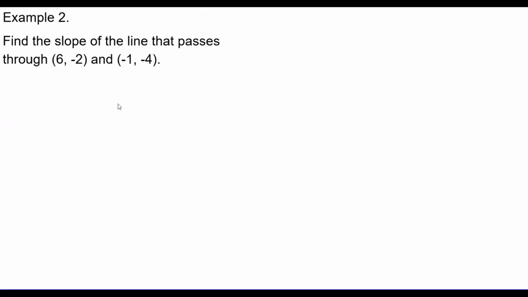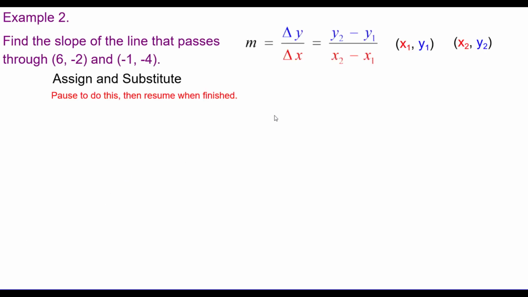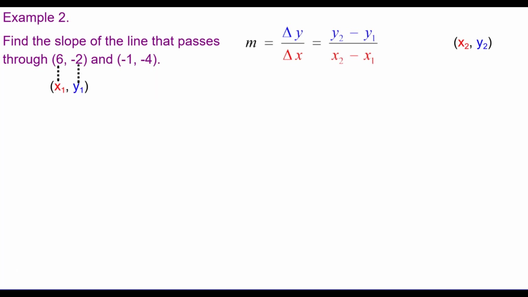Example 2, find the slope of the line that passes through these 2 points here. So what we'd like you to do is write the formula down, assign the values for these 4 variables right here, and substitute. Please pause to do this and then resume when you're finished to check. So we're going to let x sub 1 be 6 and y sub 1 be -2. X sub 2 is -1 and y sub 2 is -4. And by the way, you could switch these. You could let this be x sub 2, y sub 2, and so on. Doesn't make any difference.